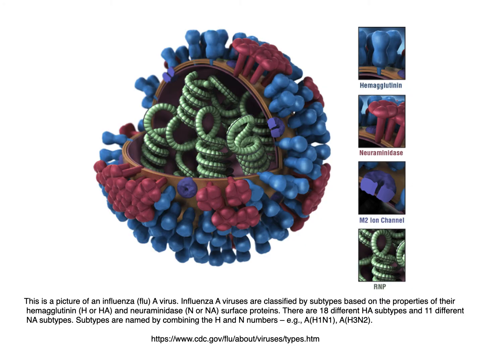This is a picture of an influenza flu A virus. Influenza A viruses are classified by subtypes based on the properties of the hemagglutinin or neuraminidase surface proteins. There are 18 different HA subtypes and 11 different NA subtypes. Subtypes are named by combining the H and N numbers.